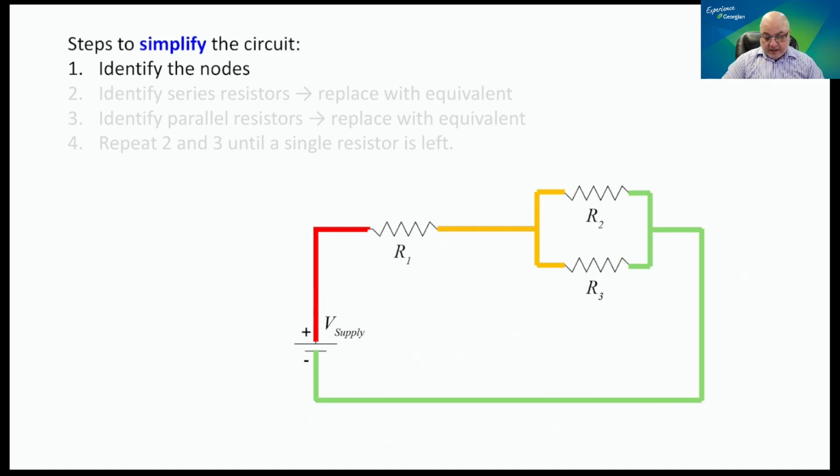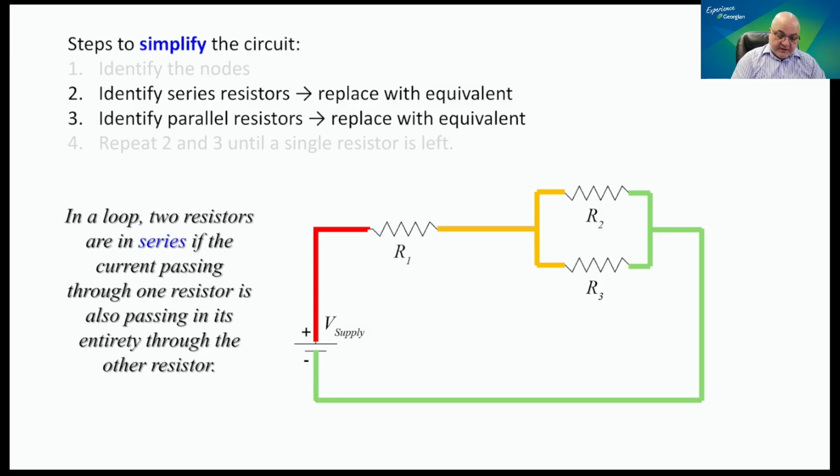And how do we go and identify now series and parallel resistors? I'm going to go over the two rules that make you identify series and parallel. The first one is in series. Two resistors in a loop, basically. In a loop, two resistors are in series if the current passing through one, so this guy here, let's say the current passing through here, is also passing in its entirety, this is the key word, in its entirety, through the other resistor. So let's have a look here.